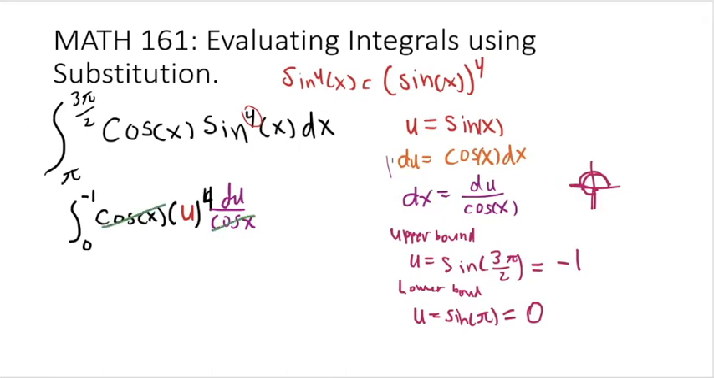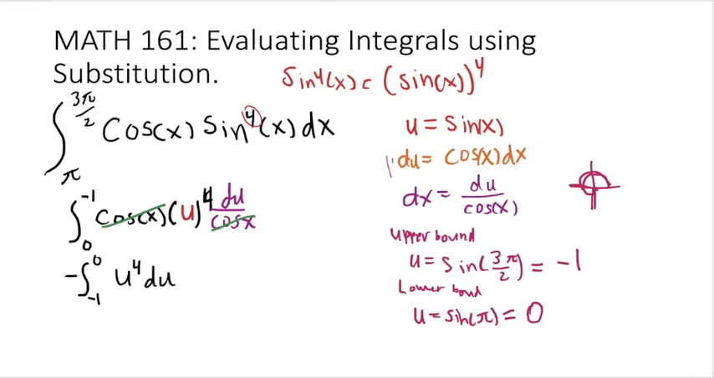So then our new integral that we're going to be solving for, since our upper bound now became our lower bound, and our lower bound became our upper bound, we're going to switch those. But in order to be allowed to switch those, you have to make the entire integral negative. And it's going to be of u to the 4th du.